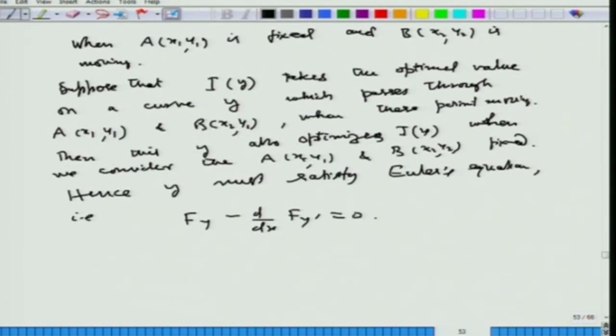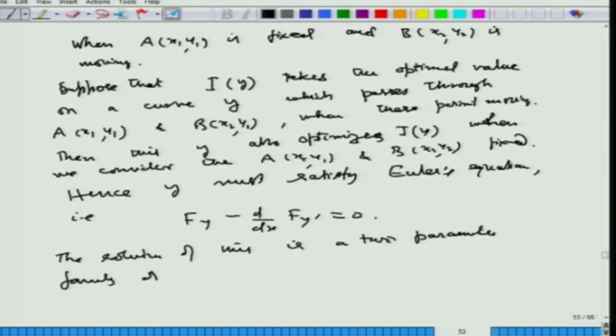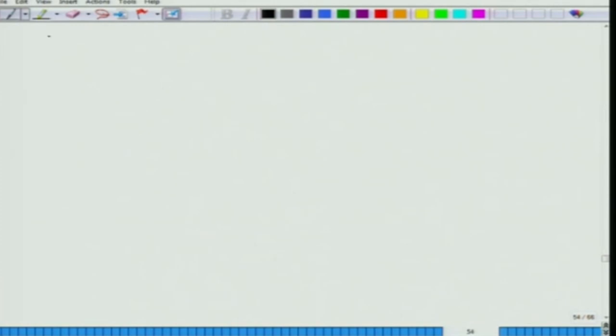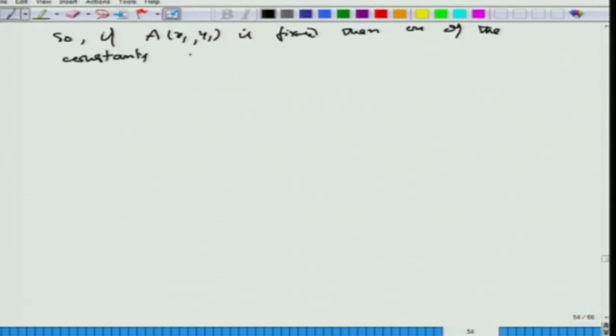So, here the solution of this is a two parameter family of curves y as y(x, c1, c2). So, if this (x1, y1) is fixed, then one of the constants c1, c2 is determined.